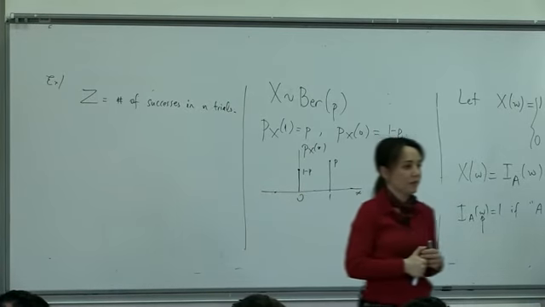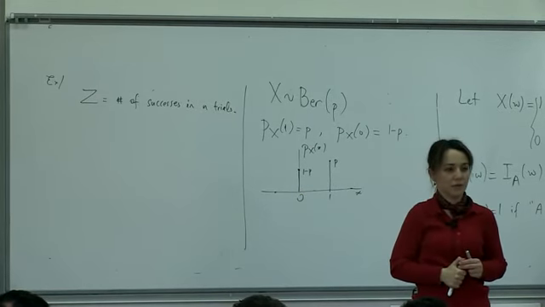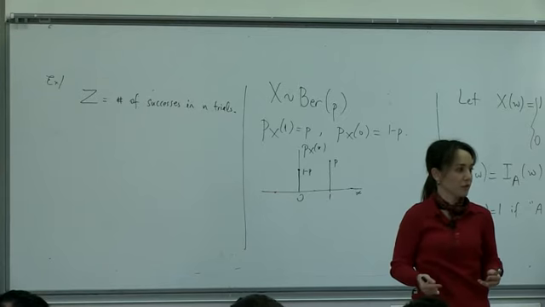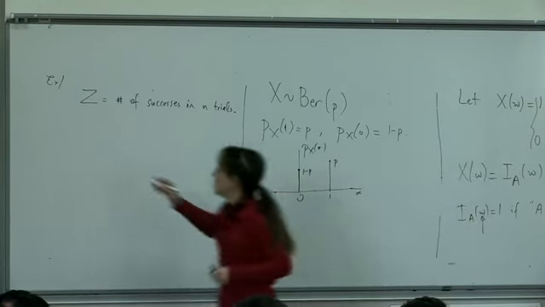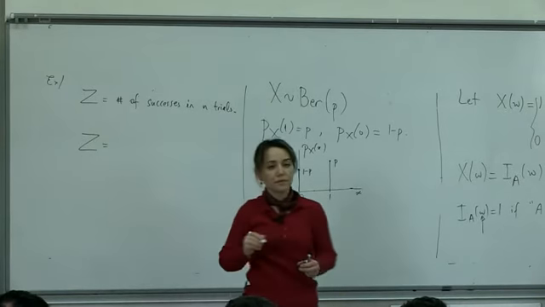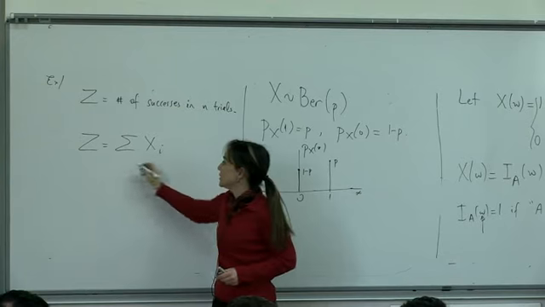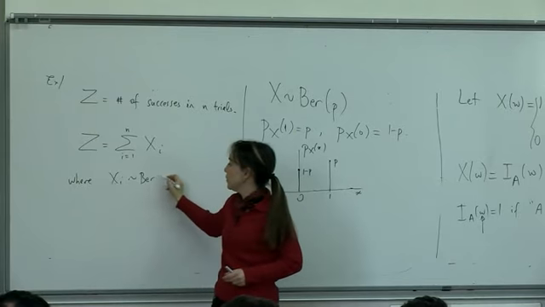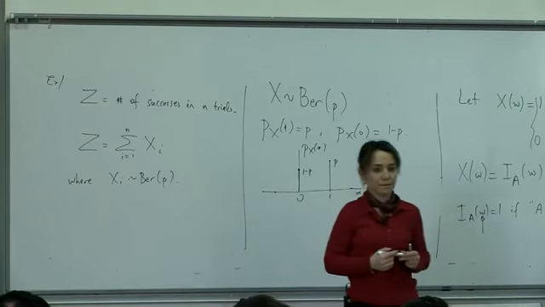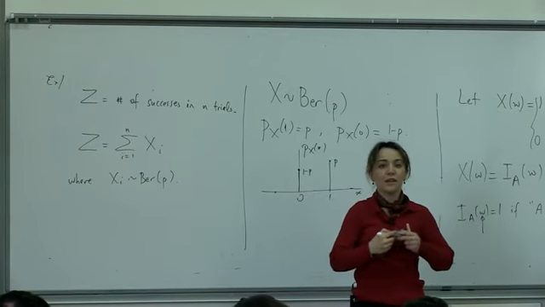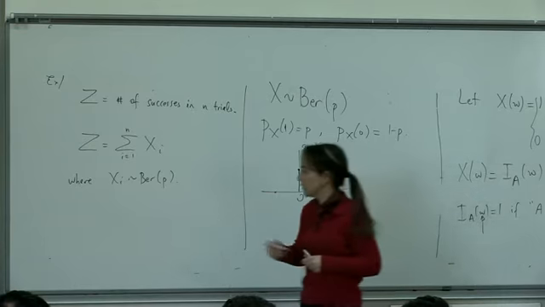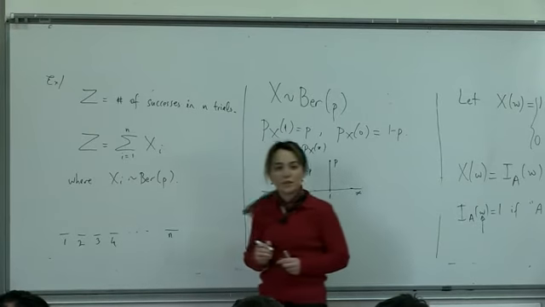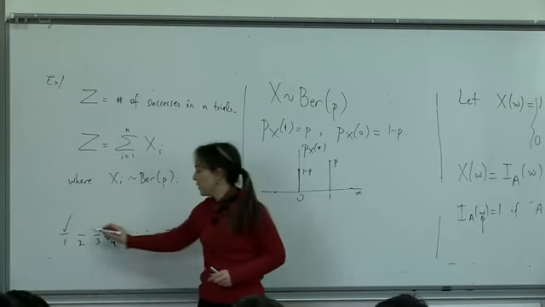It may be hard to think about Z, but if you break it up into all the trials, and since all the trials have the same distribution, it suddenly becomes easy to think about Z. So Z is nothing but the sum of Xi's, i from 1 to n, where Xi is Bernoulli with probability p. You see this? Z is the number of successes in n trials. So I make 1, 2, 3, 4, up to n trials. In each trial, I get a success or not.